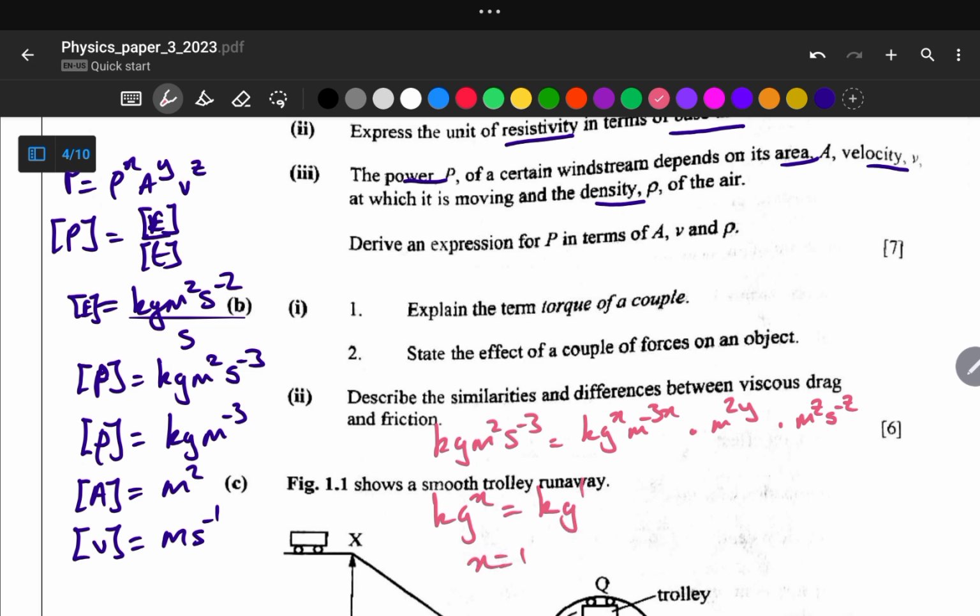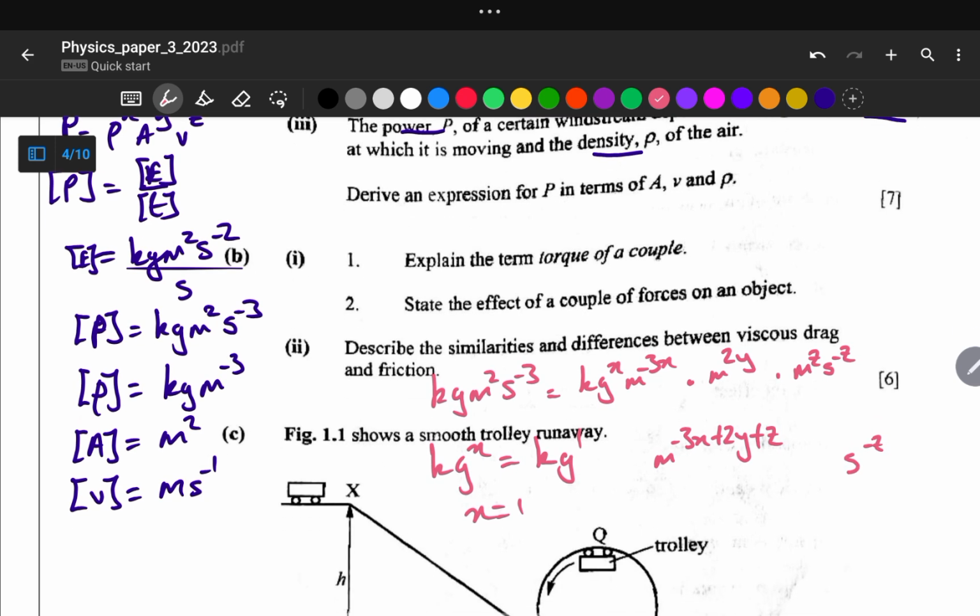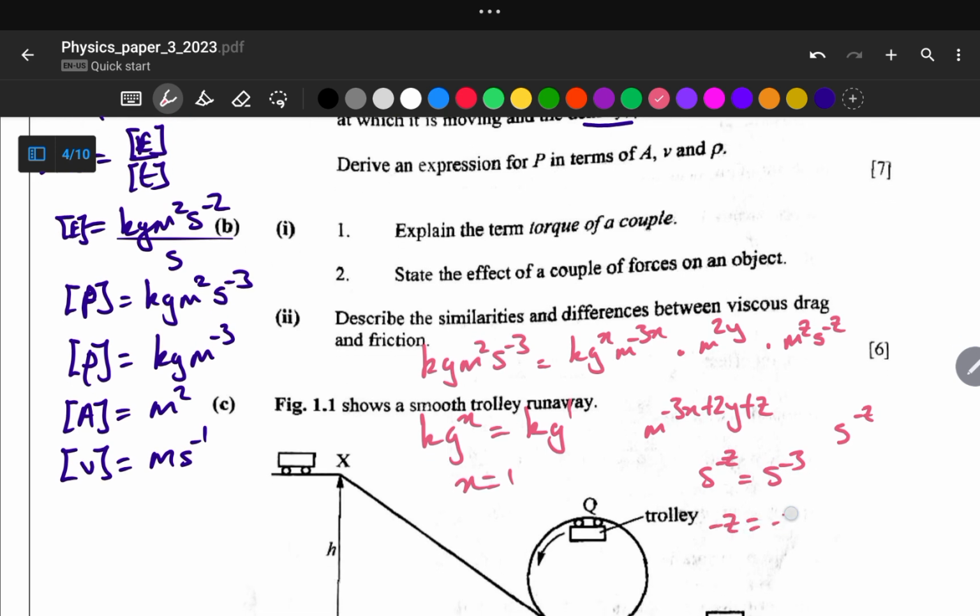Okay, and then for meters on the right hand side of the equation, we have m raised to the power negative 3x plus 2y plus z. And then for second, we have second raised to the power negative z. Therefore, we can equate this to the left hand side of the equation. So s raised to the power negative z is equal to s raised to the power negative 3. So negative z is equal to negative 3. Therefore, z is equal to 3.